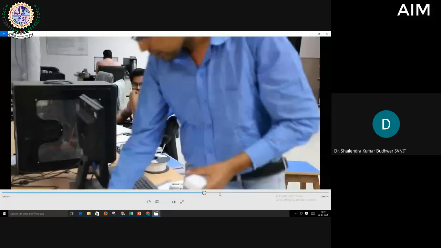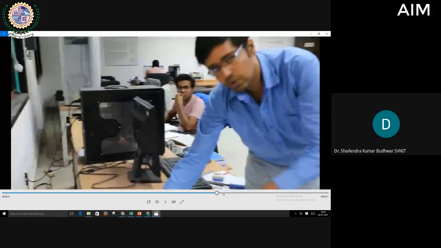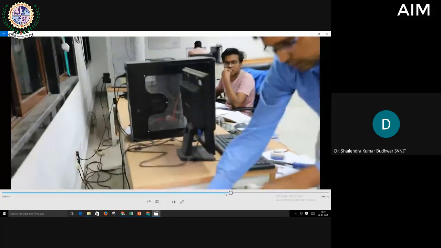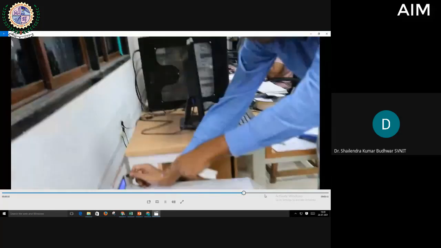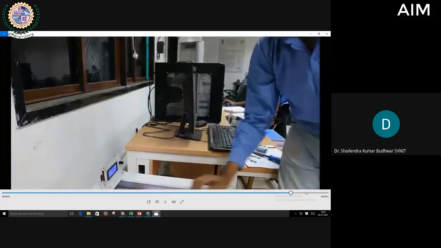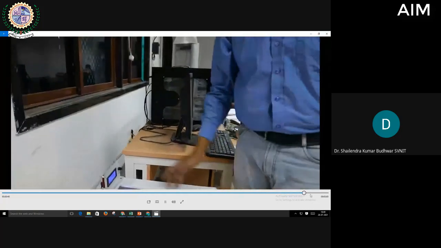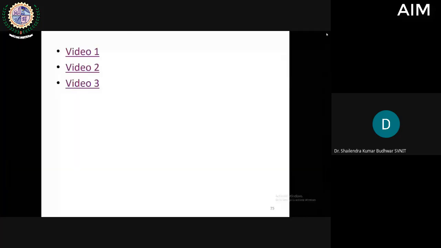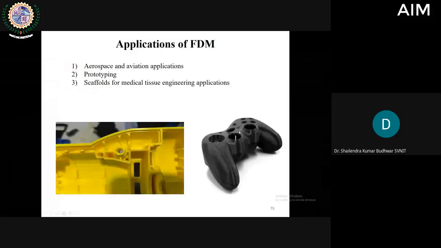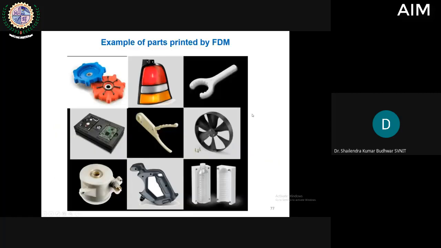After that, make sure that you cool down the machine settings here. The extruder and bed should be at normal temperature. So there are a large number of applications of FDM in aerospace and aviation, prototyping, scaffolds for medical tissue engineering applications. You can see all these are different parts which can be fabricated by FDM printers.